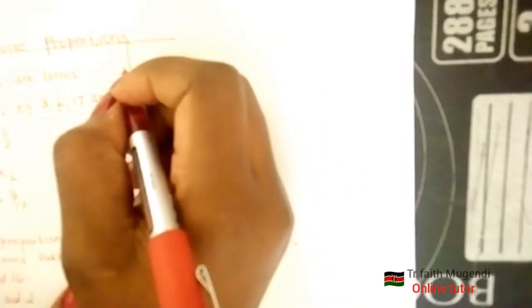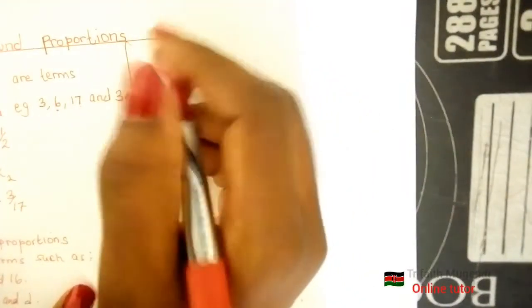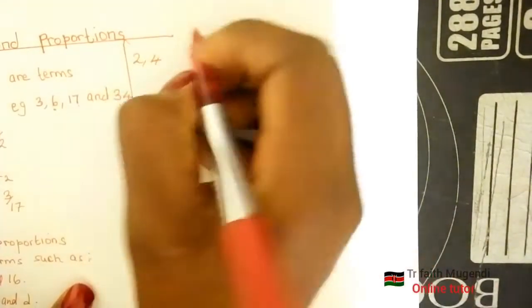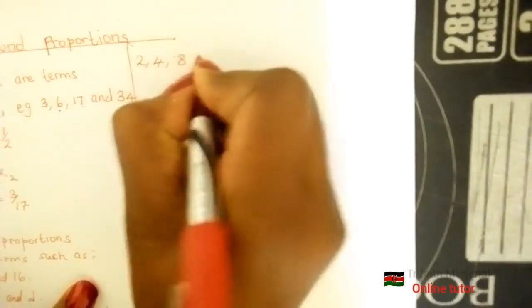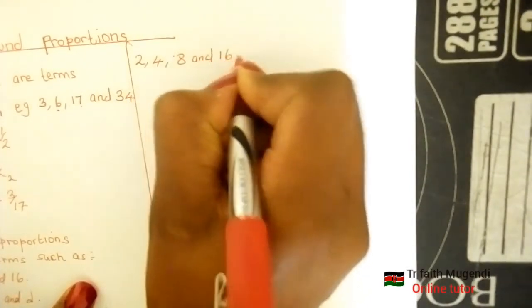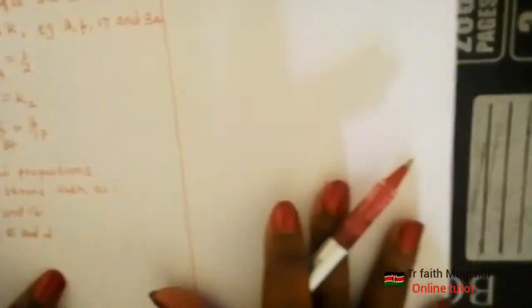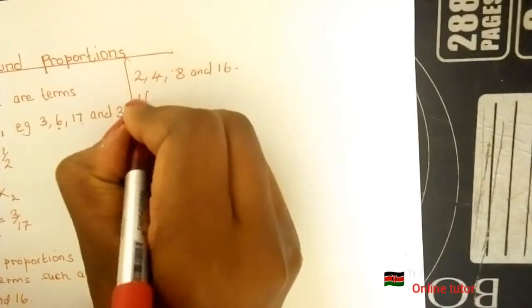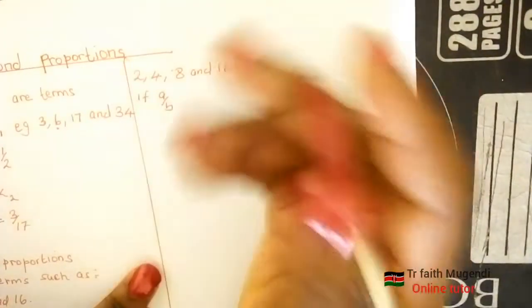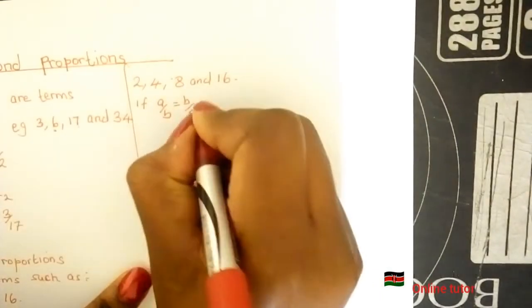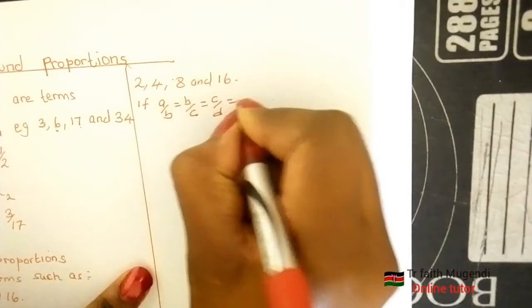if we have these 2, 4, 8 and 16 as terms, represented by A, B, C, and D, then we say that they are in continued proportion if, taking the successive ratios, A over B equals B over C equals C over D equals a constant.